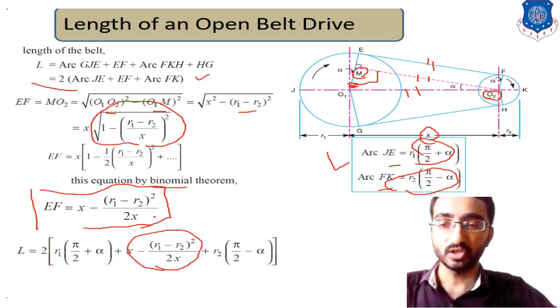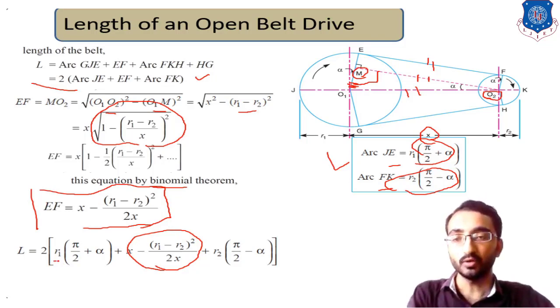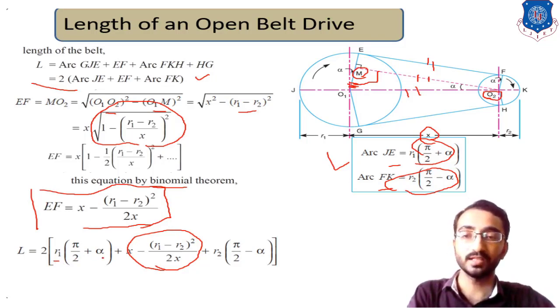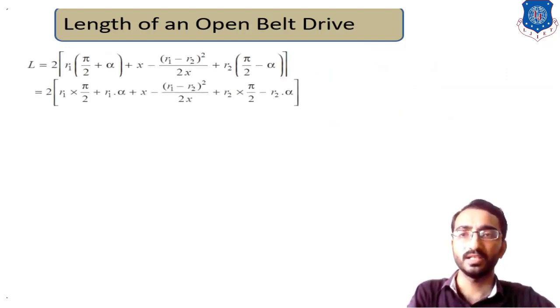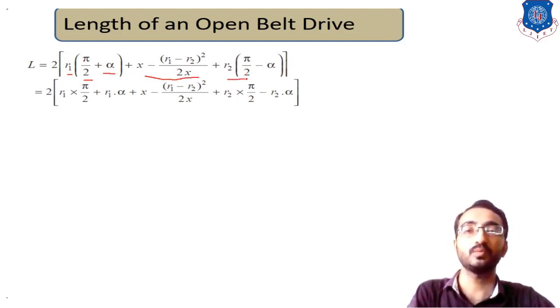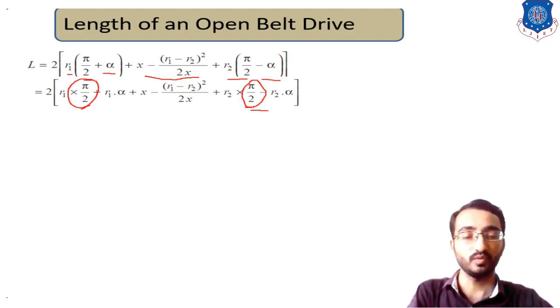Now simplifying this equation. To simplify this equation we have to multiply this r1 with both the terms. So over here, r1 into pi by 2 plus r1 into alpha, this intermediate term will be as it is. Now the third term, that is r2 into pi by 2 minus r2 into alpha. Okay, now in this equation we can take pi by 2 as a common term from both the r1 and r2. So we can say pi by 2 into (r1 plus r2).